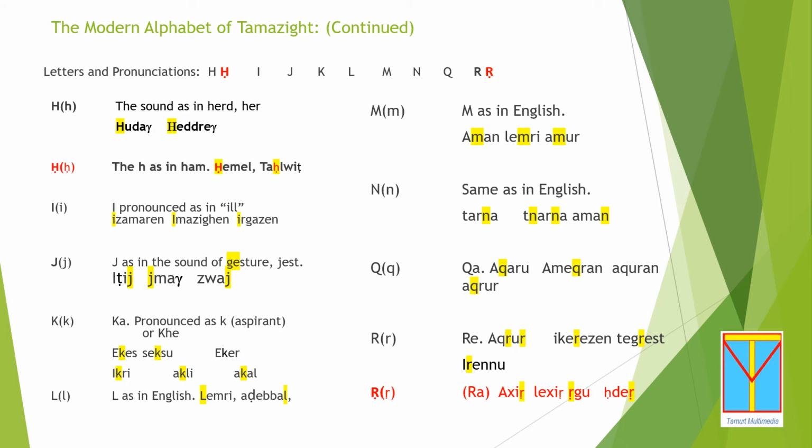The R as in r, aqrur, ikrezen, tigrist, irnu. The R with a dot is a ra. Akhir, l'khair, rgu.